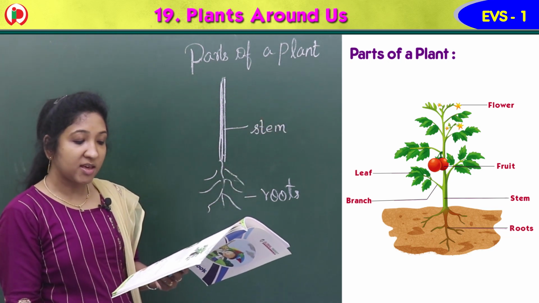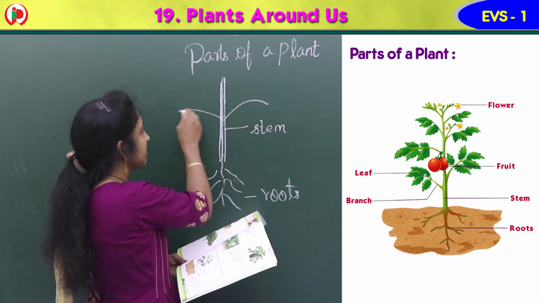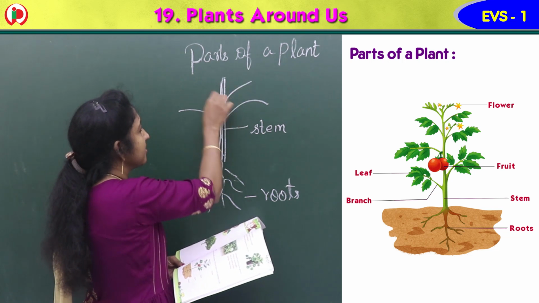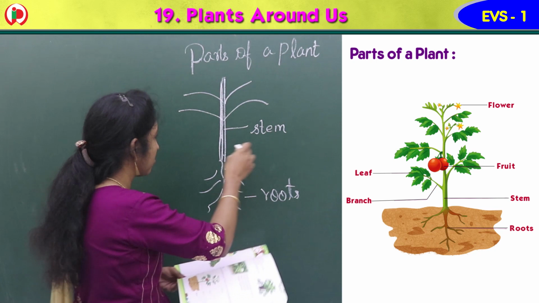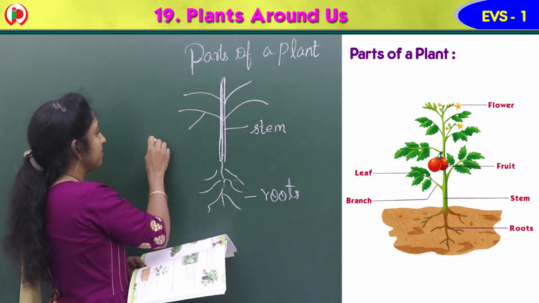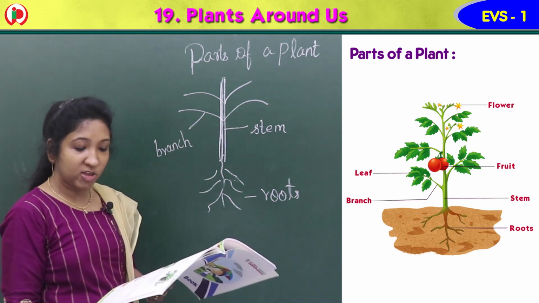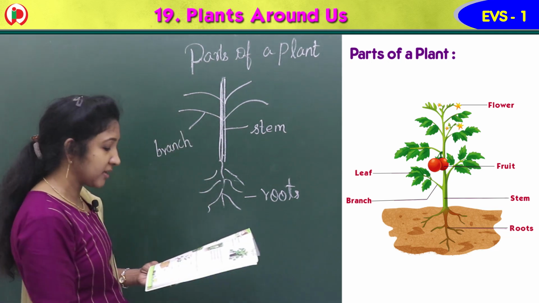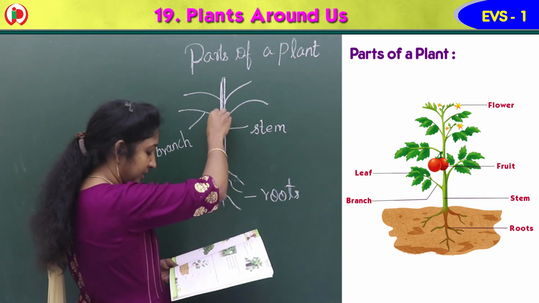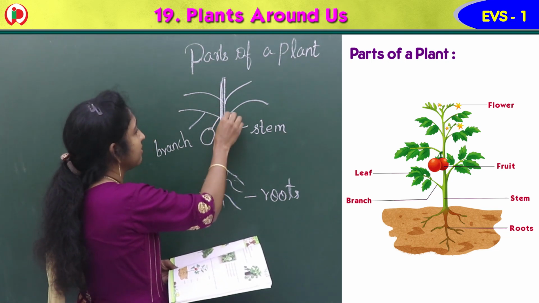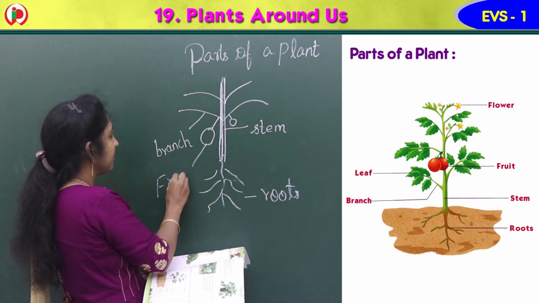Then branches. Yes, in the stem you can see different branches, isn't it? So these are branches, B-R-A-N-C-H. Then fruits. In a plant we can see some fruits, isn't it? So fruits we can see.